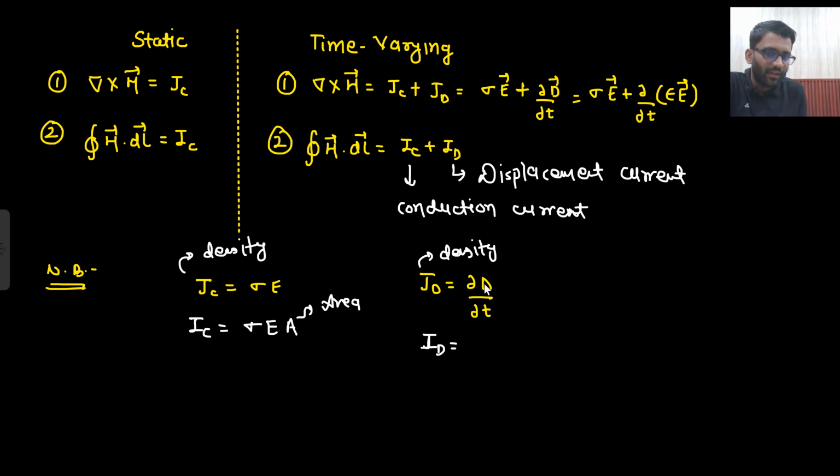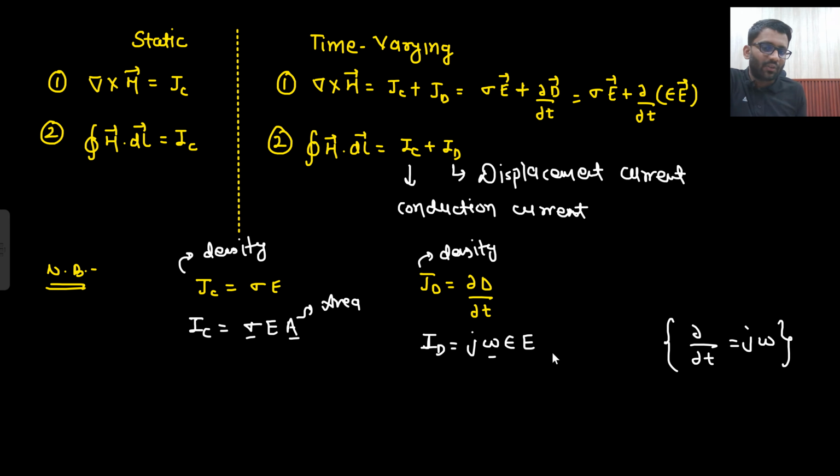ID will be with del by del t replaced with j omega. When we study EM waves, I will tell you why it can be replaced with j omega. For now, can you just remember this, or will you just believe me that del by del t can be replaced with j omega? Okay. And what is your D? D is epsilon E.